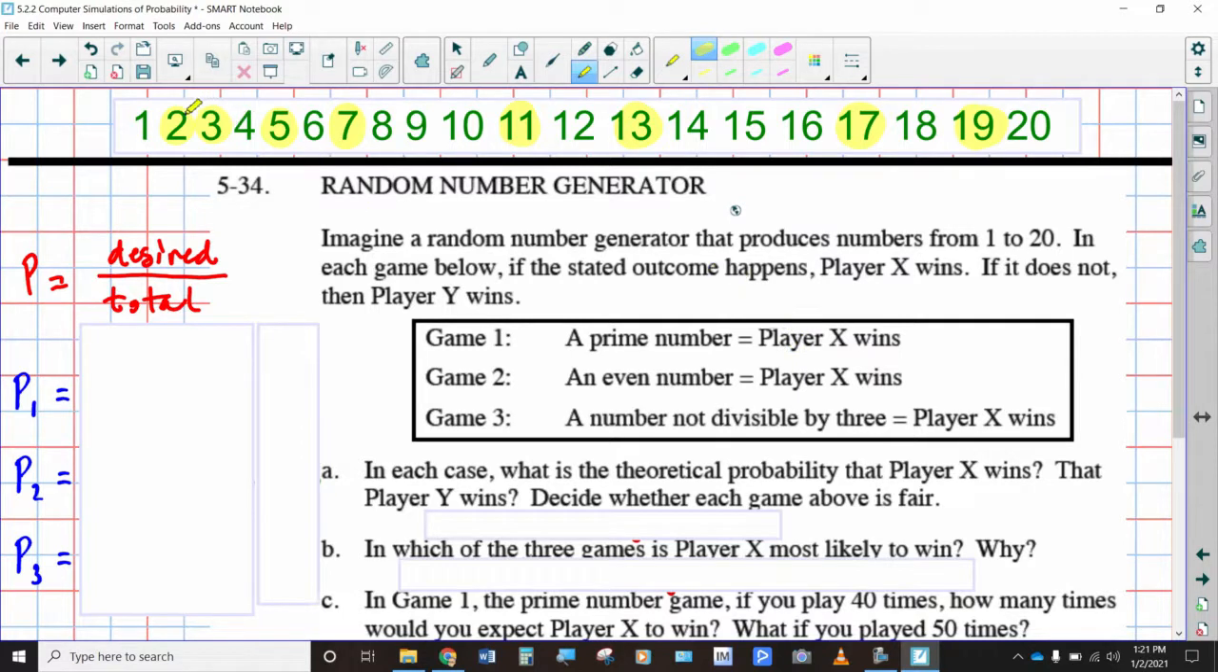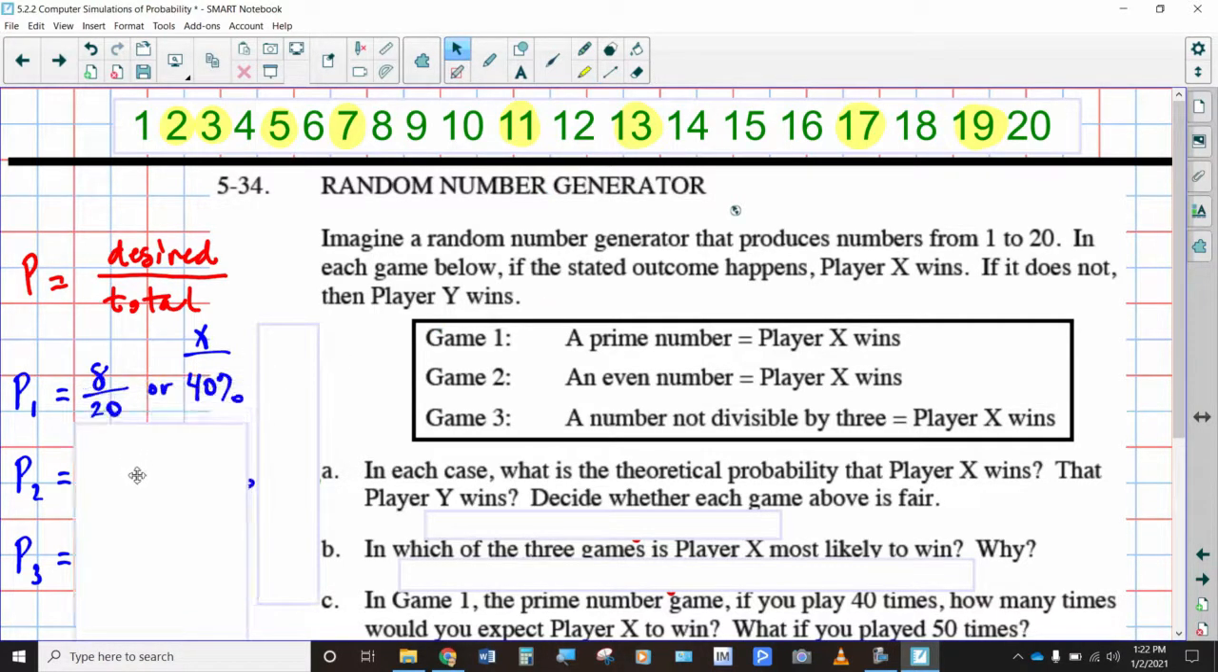So how many total prime numbers are there in this set of numbers between 1 and 20? You got 1, 2, 3, 4, 5, 6, 7, 8. All right. So that means we've got probability of 8 out of 20 for a prime number, which means X has a 40% chance of winning. Okay? Does that make this a fair game? It doesn't really, because that means that Y has a 60% chance of winning this particular game.